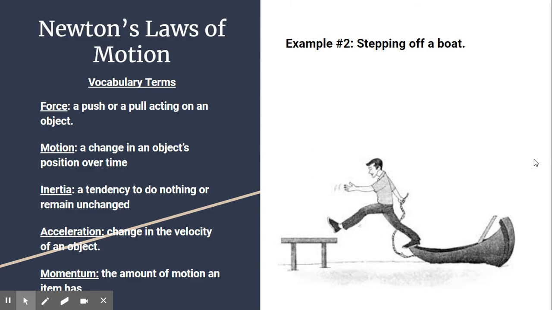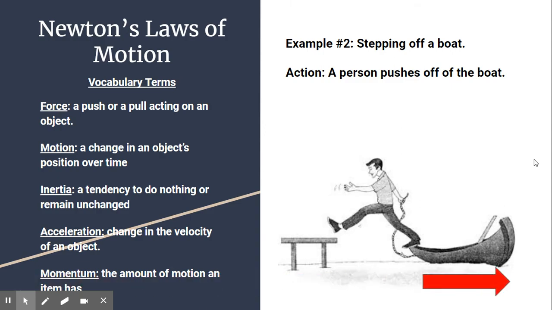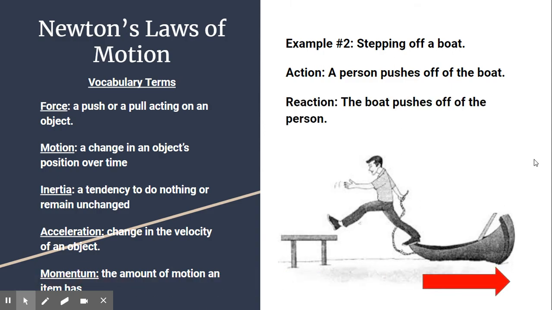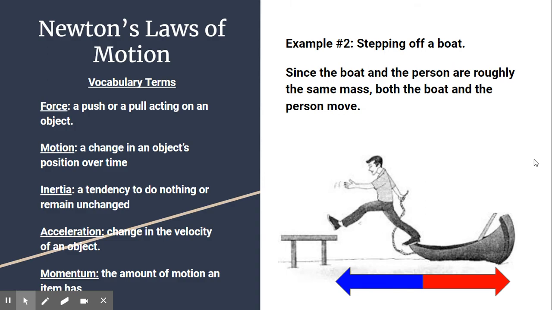Here you've got someone who's stepping off of a boat. They have an action where they push off on the boat. That applies a force to the right. That boat pushes off of the person and applies a force to the left. In this instance, the boat and the person are roughly the same mass, roughly the same size. Both the boat and the person end up moving a little bit. And that person may not actually get far enough as they push off of the boat to end up on the dock safely. They may end up wet.